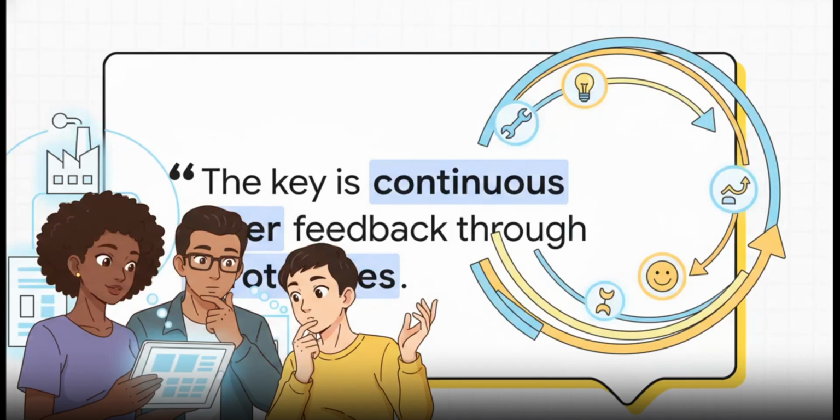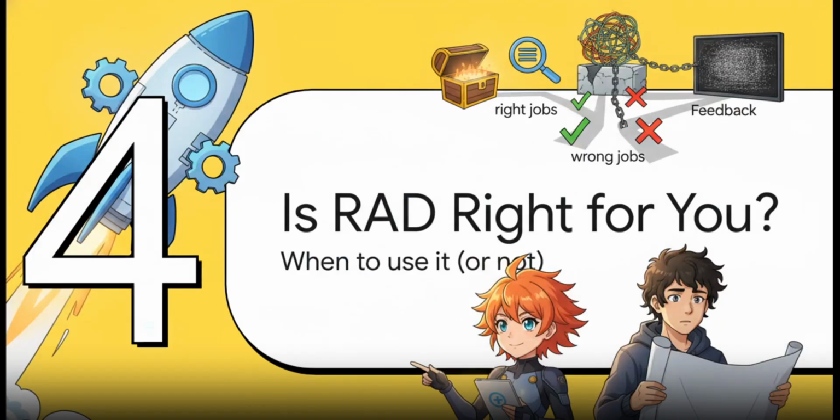And if you take away only one thing, let it be this: the key is continuous user feedback through prototypes. Seriously, the whole idea of locking developers in a room for 6 months to build something in secret, RAD throws that right out the window. It's all about building simple, working models, prototypes, and getting them in front of real users fast. That back and forth, that continuous feedback loop, that's the secret sauce. It's everything.